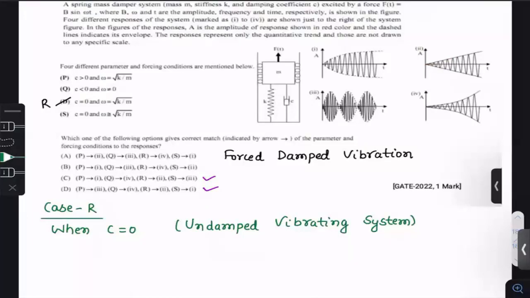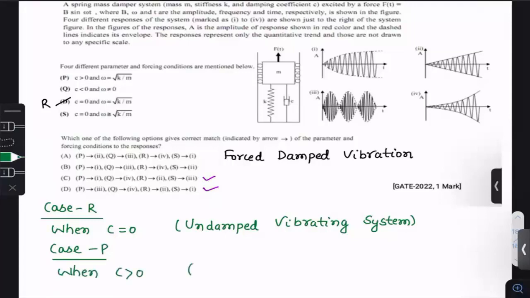Now, my dear, again, we need to consider C greater than 0. When C is greater than 0, everyone, omega is equal to root under K by M. When C is greater than 0, that is the case of what? That is case T.